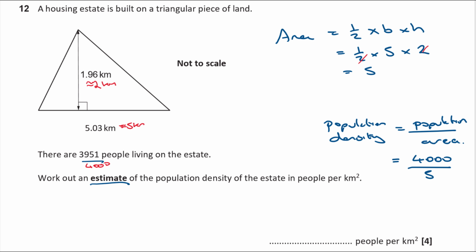Okay, so that's going to be in square kilometers there, isn't it? So 4,000 divided by 5. So if I double it and take a 0 off, I'm going to get 800, aren't I? So I've got roughly 800 people per square kilometre.